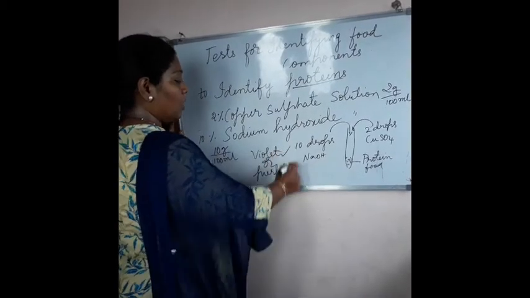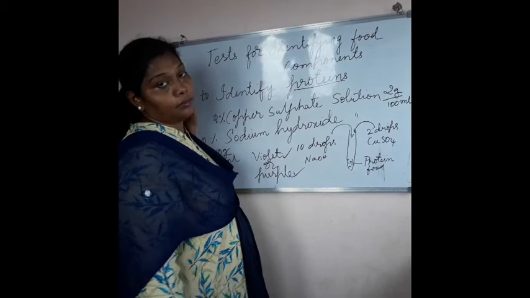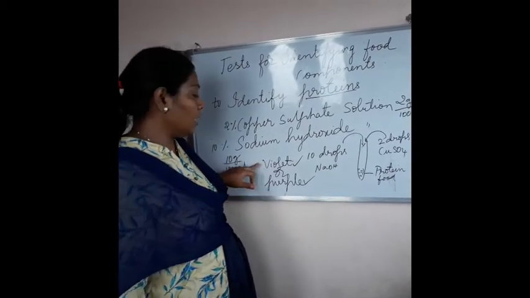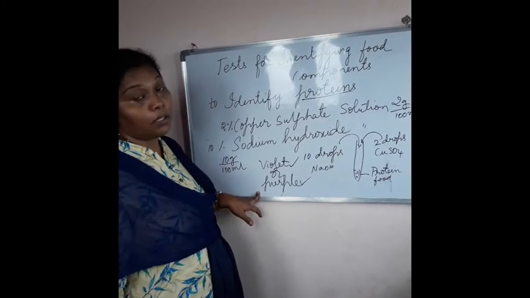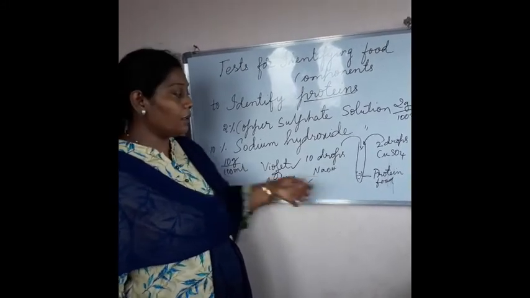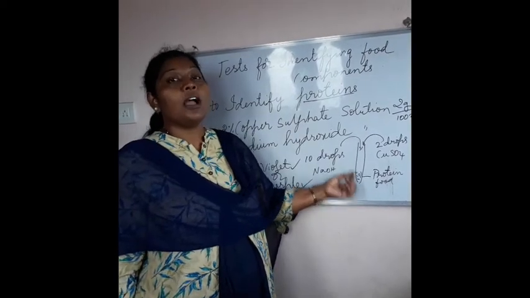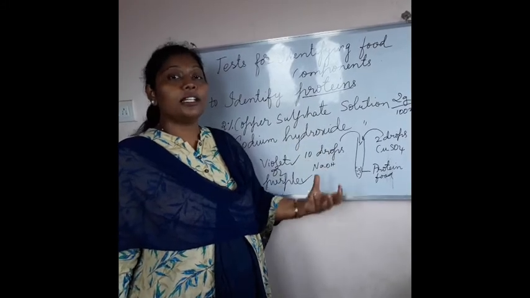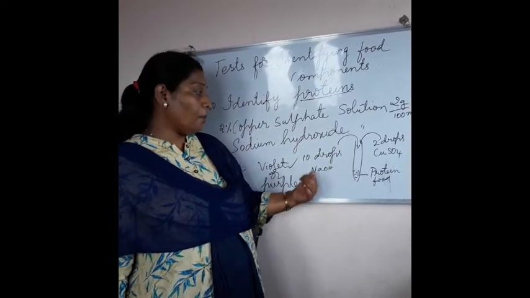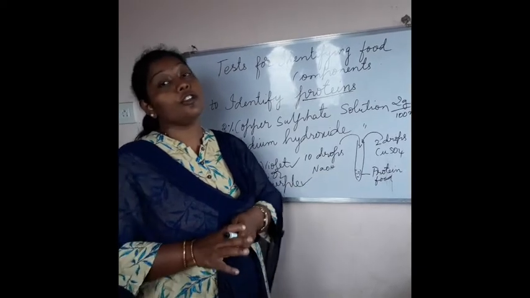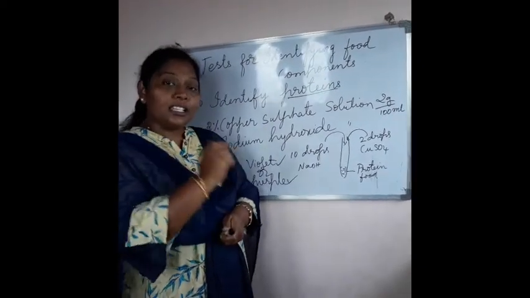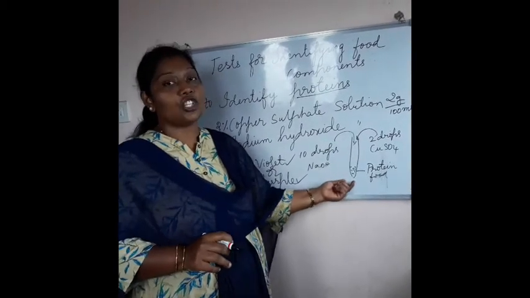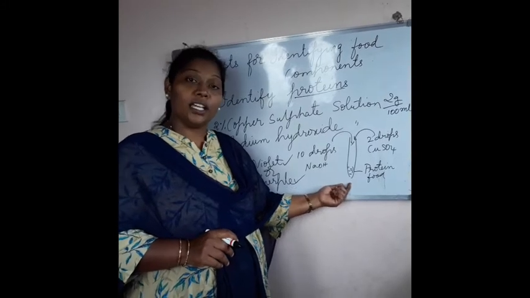The color is nothing but violet or dark purple. The color is the observation that we find. A violet or dark purple colored solution will be present in this test tube. Whenever the food material gives you a violet or purple color when a copper sulfate solution and a sodium hydroxide solution are added to it, by this test we can prove that the food material in this test tube contains proteins.